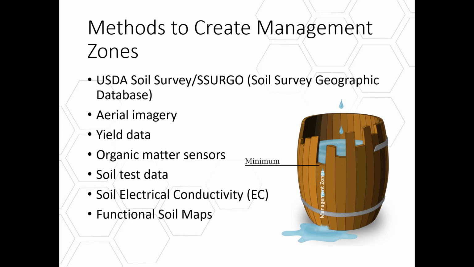In Advantage Acre, we have chosen to use a management zone creation method called functional soil mapping. Functional soil mapping uses elevation data paired with soil data to make highly accurate soil maps that can be used to create management zones.